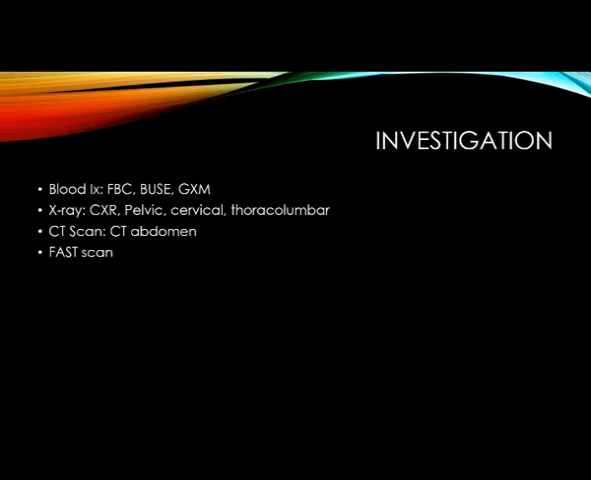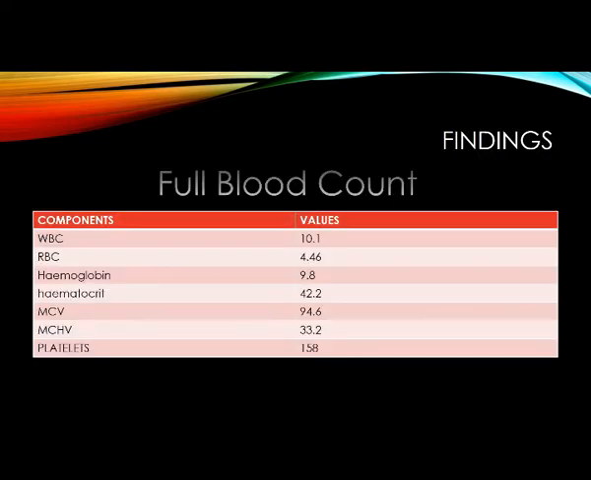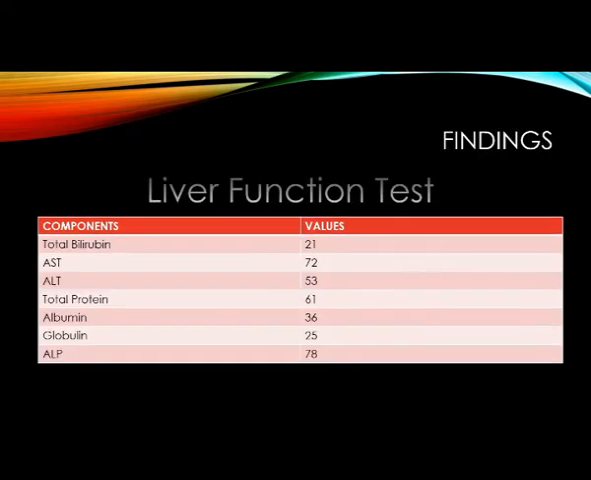Investigations were done. For blood investigation, we took FBC, BUS, and GXM. For radiological investigation, we took chest X-ray, pelvic X-ray, cervical X-ray, and thoracolumbar X-ray. For the CT scan, we took CT abdomen, and of course the FAST scan as well. This is the FBC, and this is the liver function test.